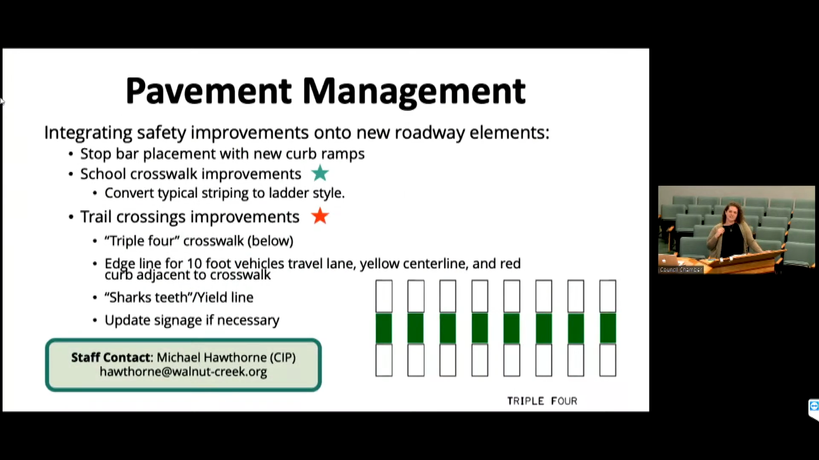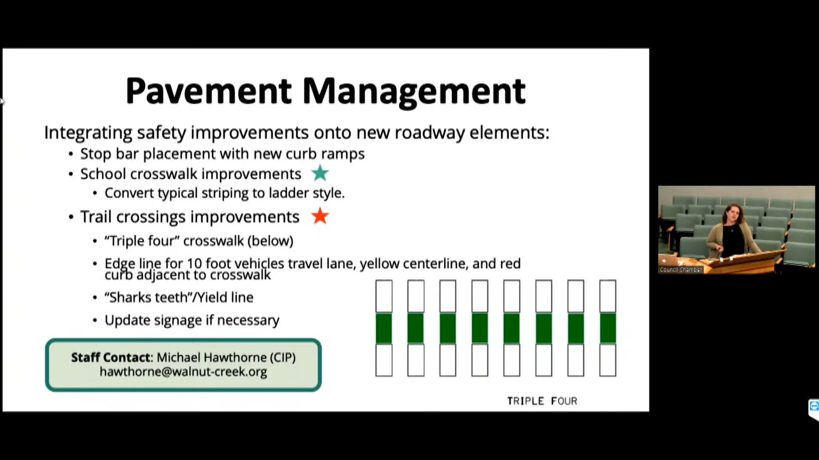So first one, simply stop bar placement. Some of these intersections don't have curbs. And now with curbs, we want to make sure that where we're telling cars to stop is behind the pedestrian path. Simple. School crosswalks, there's a lot of just conventional two stripes out there, so we're going to be doing ladder.